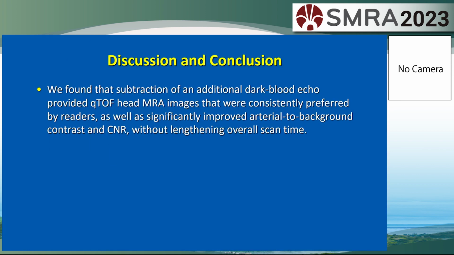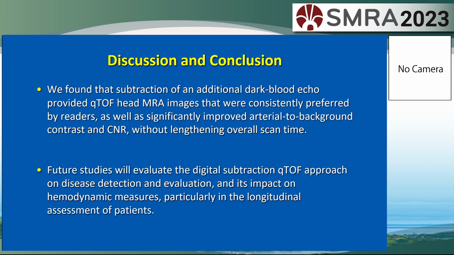So wrapping up, we found that subtraction of an additionally acquired dark blood echo provided quantitative time of flight head MRA images that were consistently preferred by readers, as well as significantly improved arterial background contrast and CNR without lengthening overall scan time. And future studies will hopefully evaluate how this approach may impact disease detection and evaluation, but also its impact on hemodynamic measures, especially in the longitudinal evaluation of patients.